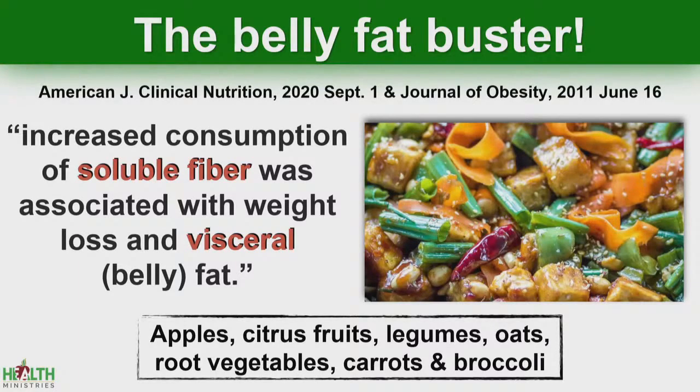You have apples, citrus fruits, legumes, oats. Now, we did oats and apples a couple of weeks ago. Yes, we did, for breakfast. That was soluble fiber. And then you have root vegetables, legumes. We're going to talk about that in the next 2 slides.